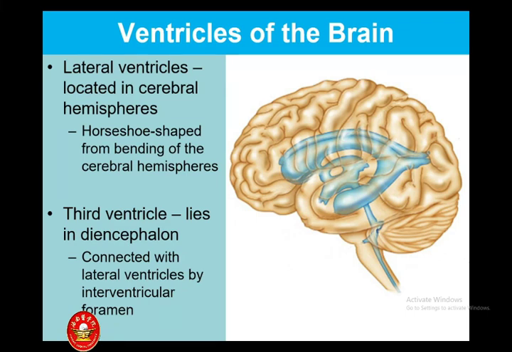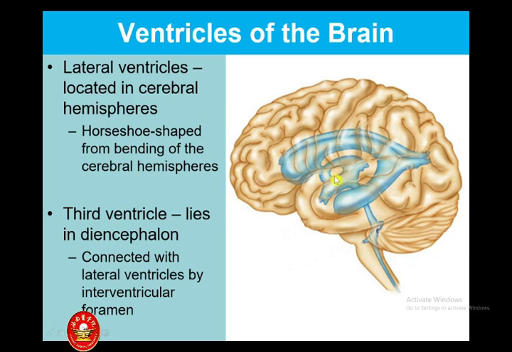Talking about the third ventricle. The third ventricle we have here lies in the diencephalon. It's connected with the lateral ventricles by the interventricular foramina, also known as the foramina of Monro, and also contains the paired choroid plexus in its roof.